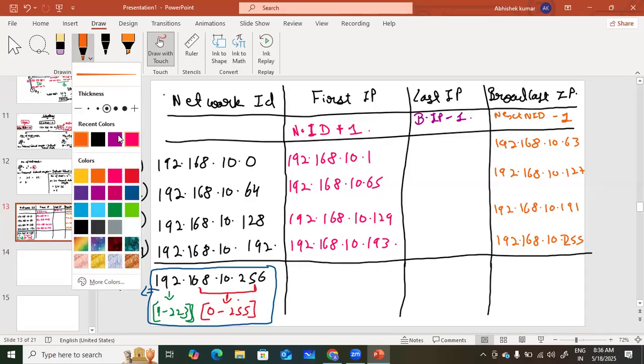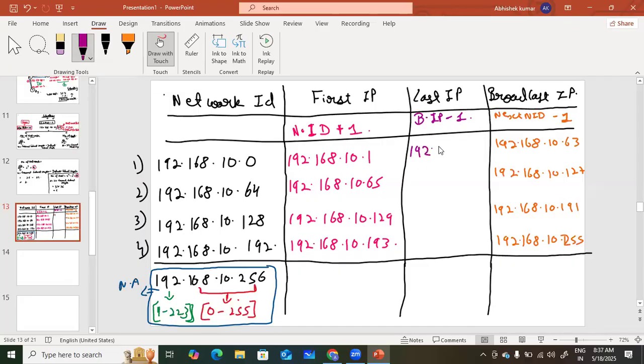Similarly, when calculating the last IP, we have to subtract 1 from the broadcast IP. It would be 192.168.10.62, and so on, until 192.168.10.254. Clear?